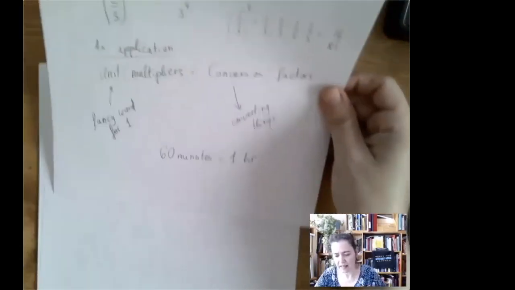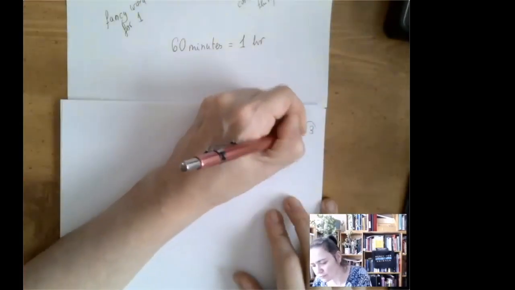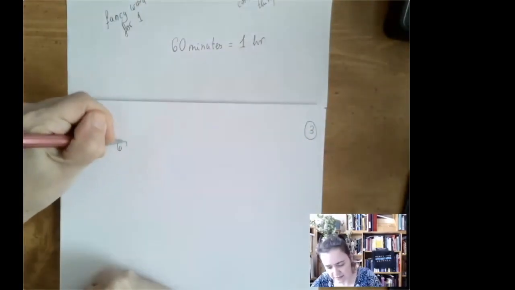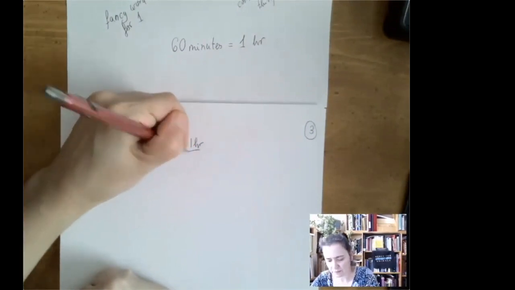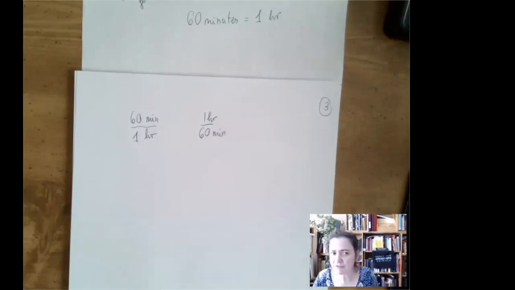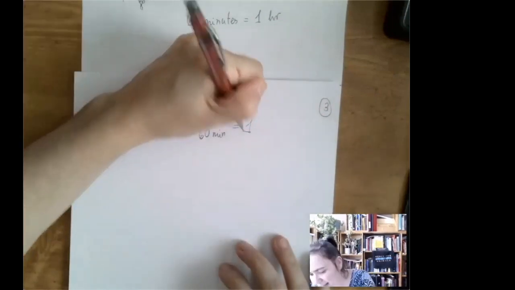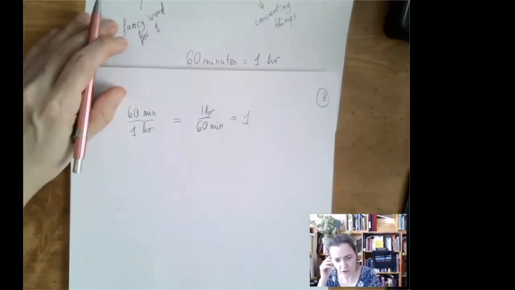And so out of this little fact, we can make 2 fractions, so to speak. 60 minutes divided by 1 hour, and 1 hour over 60 minutes. These are 2 fractions that both have a value of 1, because we divide a quantity by itself. Okay, it's expressed differently, but it's the same thing. 60 minutes divided by 1 hour should be 1, right? Hence the word unit in unit multiplier. These are fractions of value 1.